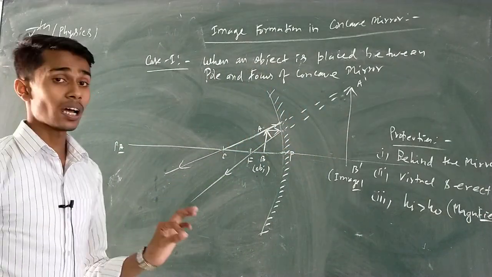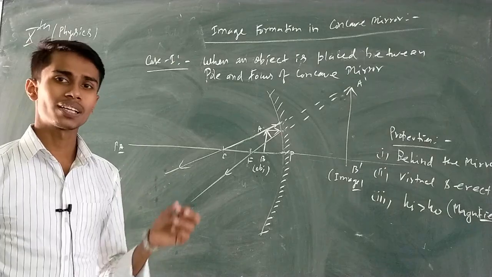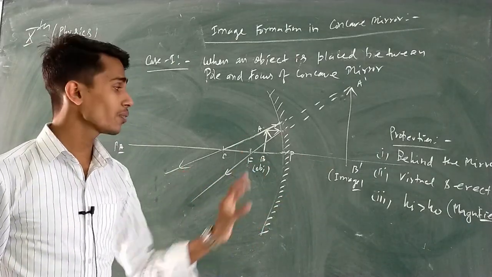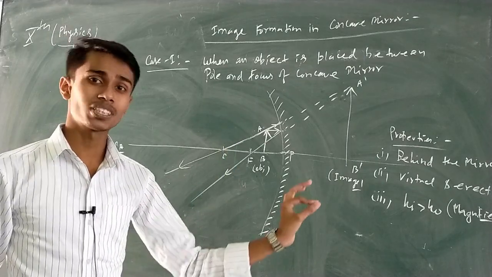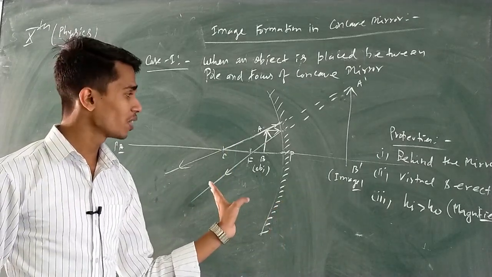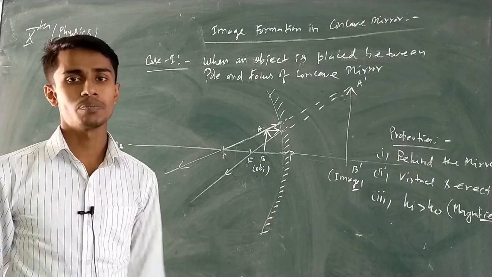Listen, a plane mirror also produces a virtual image, but a concave mirror can also produce a virtual image whenever an object is placed between pole and focus. But the image formed in a plane mirror is of the same size as that of the object, but the image formed in a concave mirror is virtual as well as magnified.